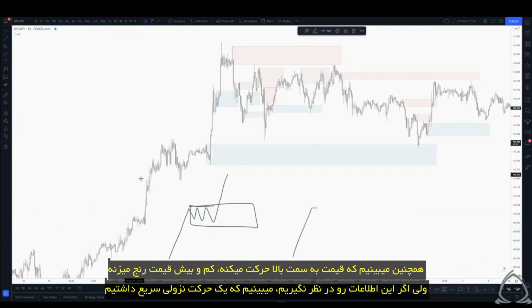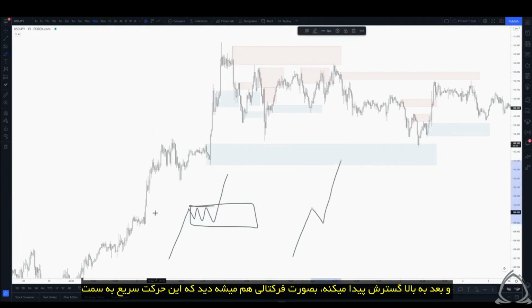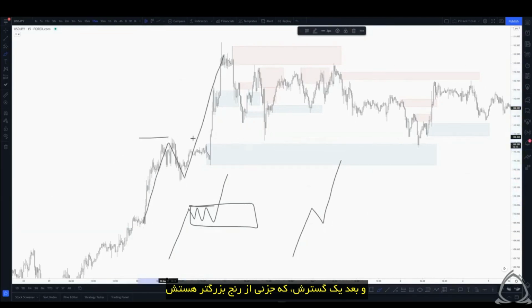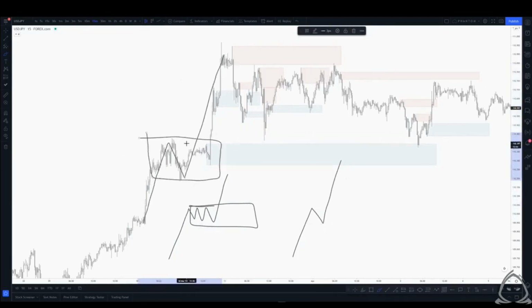We had price move a little bit sideways, but if we just more or less disregard this information, we can see that price moves sharply to the downside and then expands to the upside. And we can even see that more fractally, that we have this sharp move to the upside and then an expansion, which is part of the larger range. This is the smaller range, and then this is the smaller pivot within that.